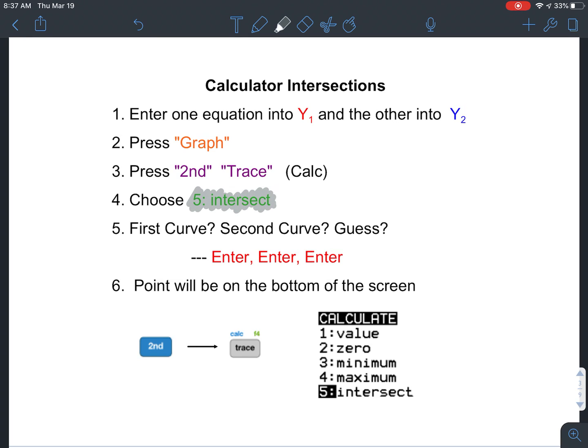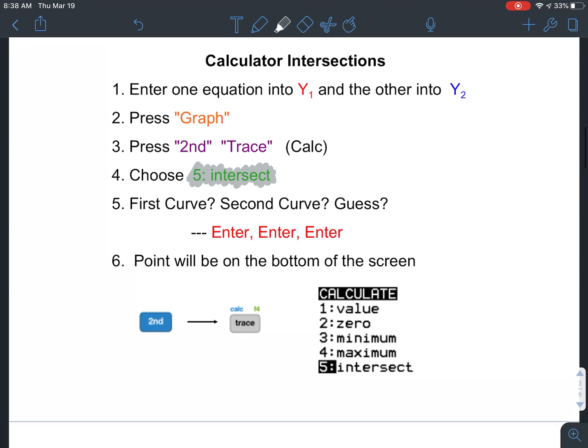So this function will find any points of intersection on a graph, whether they're linear, quadratic, exponential. Anytime two graphs intersect, this can find it for you. So once you press this, it's a little bit easier than the zeros and the max minimum. It's going to ask you first curve, second curve, which is just asking you which two lines you want to find the intersection point of. As long as you only have 2 in your calculator, you can just press enter, enter, and as we did the last time, enter for the guess.